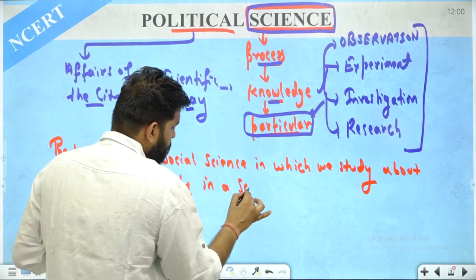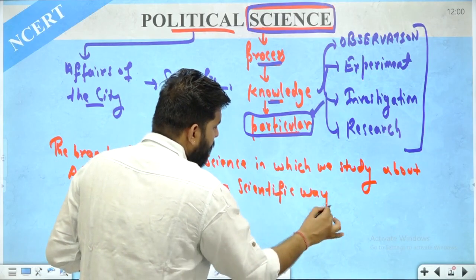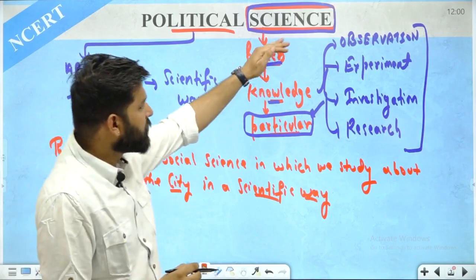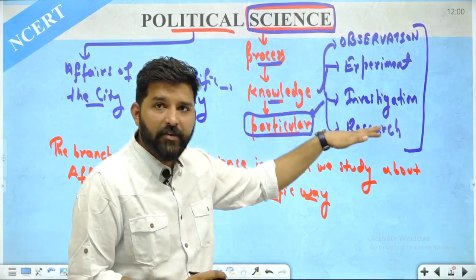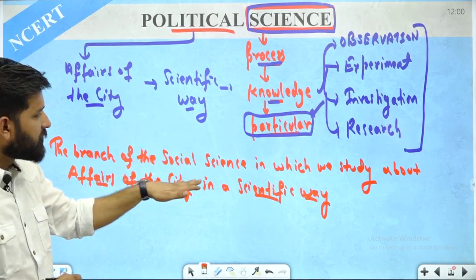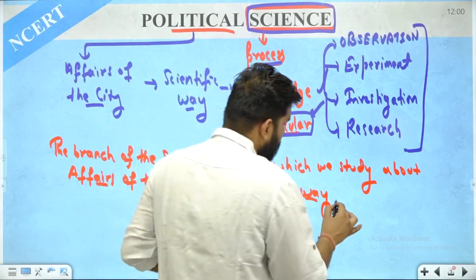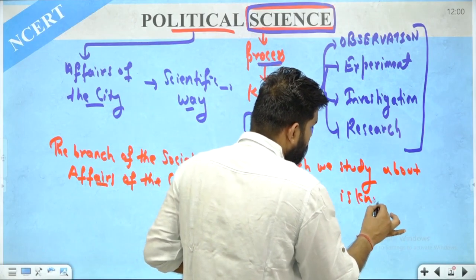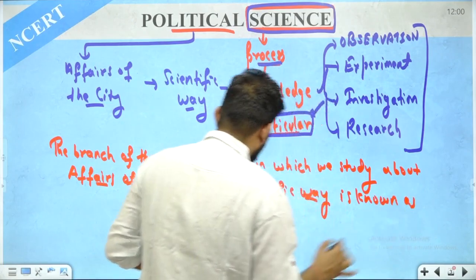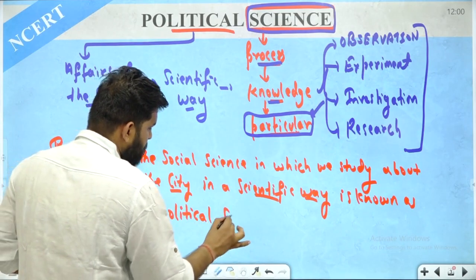In a scientific way. How in a scientific way? By applying the observation, experiment, investigation, and research test on the affairs of the city. The branch of the social science in which we study about affairs of the city in a scientific way is known as political science.